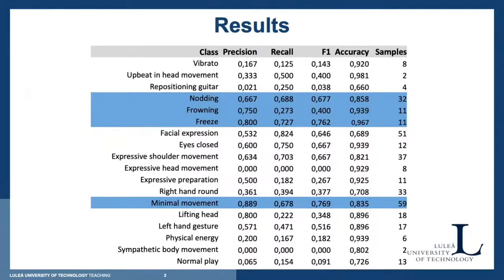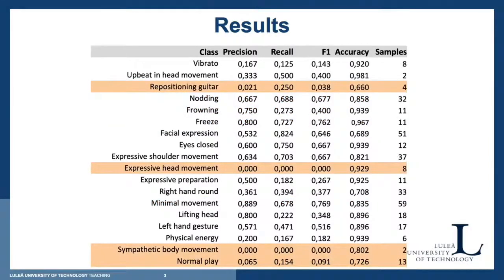The reported results on the test set show that there is a correlation between number of samples and high precision and recall. For example, the class freeze has 80% precision, 72% recall, 76% F1 score, and 96% accuracy. It also shows that for some classes, the results are very bad due to low number of samples in training. Note that the accuracy is still high because most samples are negative and thereby correctly classified. For example, the class expressive head movement with 8 samples reports an accuracy of 92%, while the F1 score is 0.